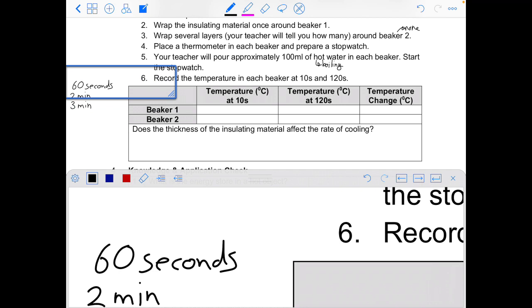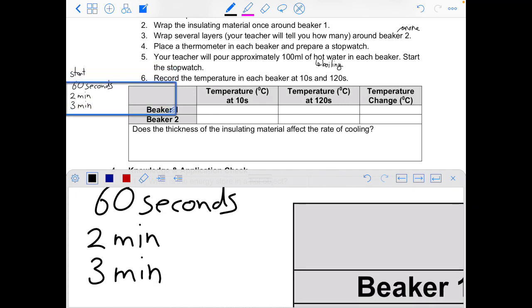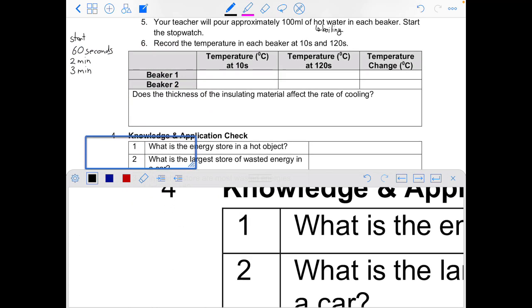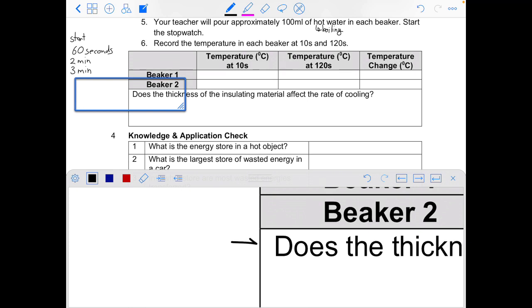Again, if you have a thermometer, you can take your start temperature as well. If you do not have your thermometer, do not put your finger into boiling water. Okay? And then you should be able to feel with just your finger how the temperature of the water changes as you go through this time. So, once you finish that, answer this question here. Does the thickness of the insulating material affect the rate of cooling?